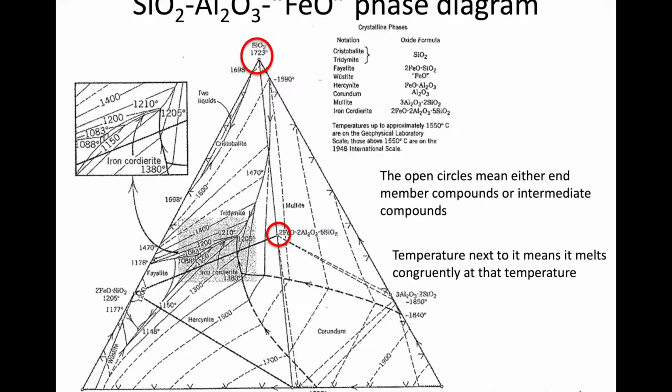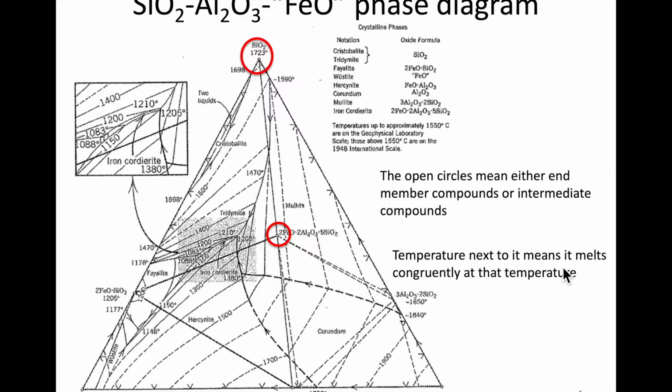Some of the information we can get is what temperature a compound melts at, or congruently melts at. You'll notice next to the end member compounds, for example SiO2, it says 1723. That is the temperature at which silicon dioxide melts, and since it's a pure component, it melts congruently. Same thing for iron oxide down at the bottom, and also aluminum oxide at the bottom right.